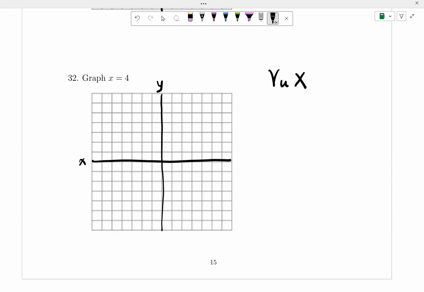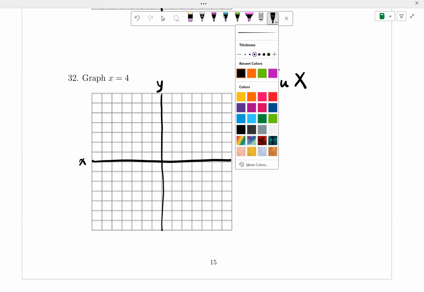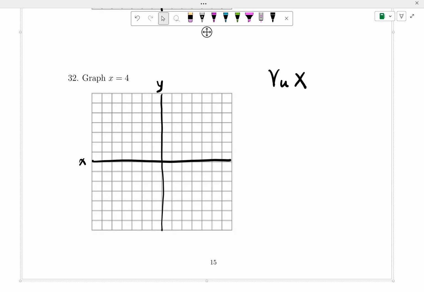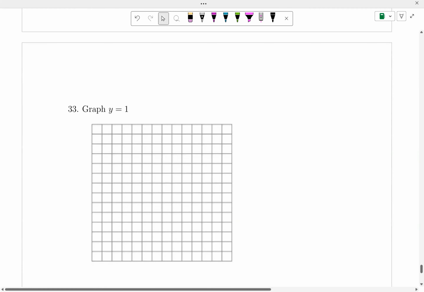And it tells you exactly where the graph is going to be crossing the... if you've said x-axis, you are correct. Vertical lines cross the x-axis. 1, 2, 3, 4. So here's where x is 4. So your line is going to be a vertical line going right through x, where x is 4. That's it.